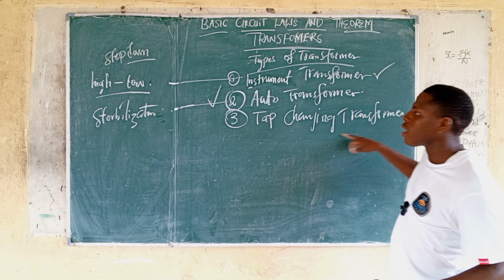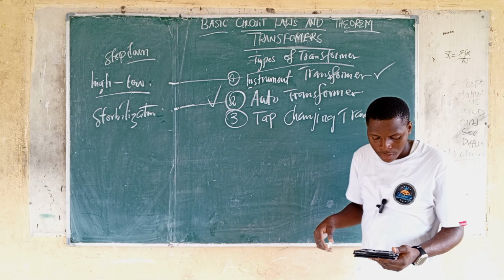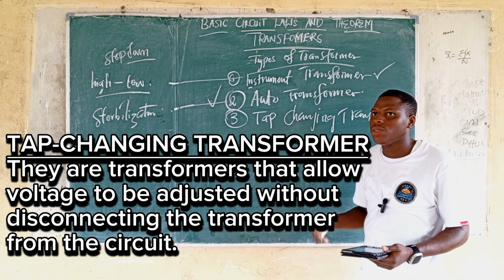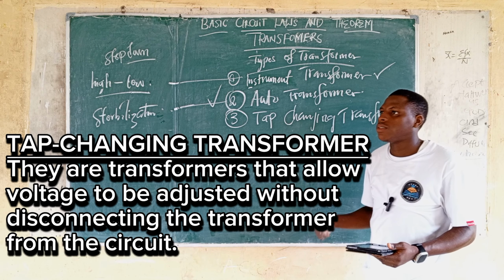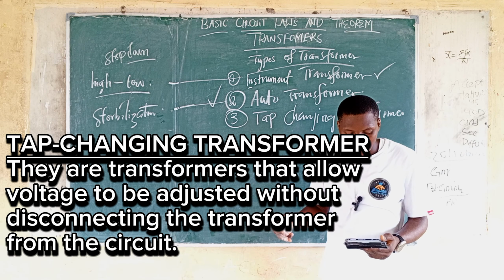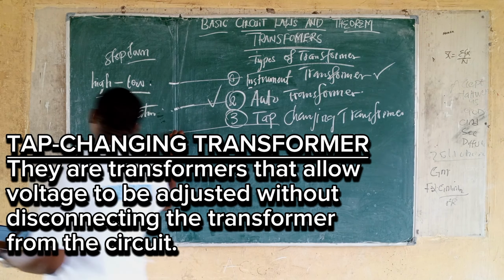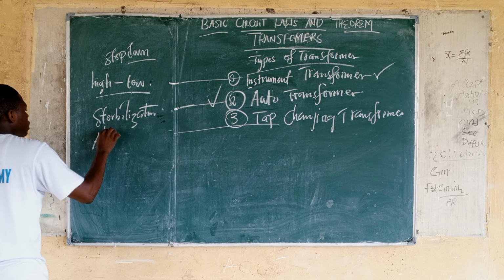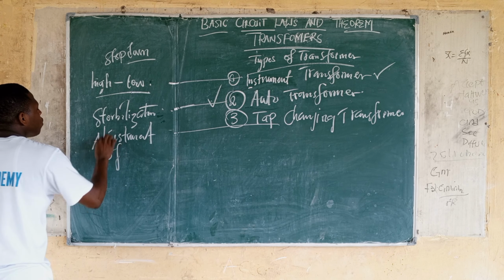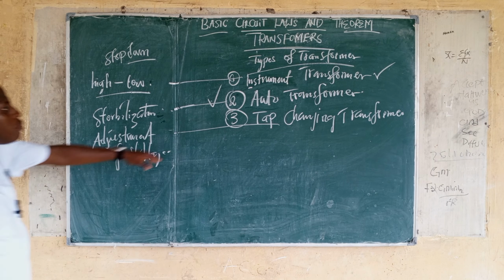Now the last one which we'll be talking about is the tap changing transformer. What is the tap changing transformer? The tap changing transformers are those transformers that allow voltage to be adjusted without disconnecting the transformer from the circuit. So this transformer's part is the adjustment of voltage. That's the major work of the tap changing transformer.